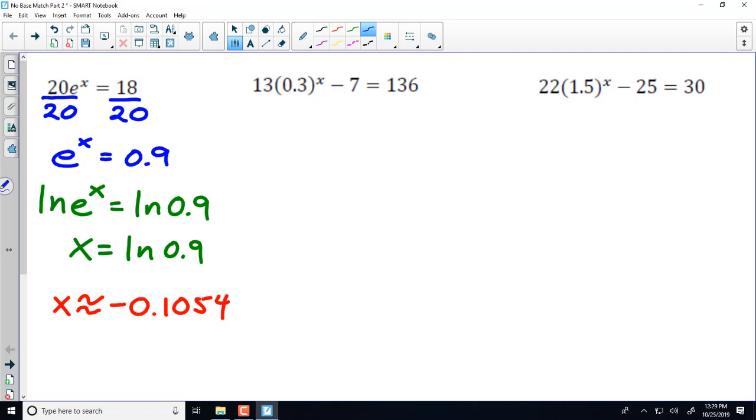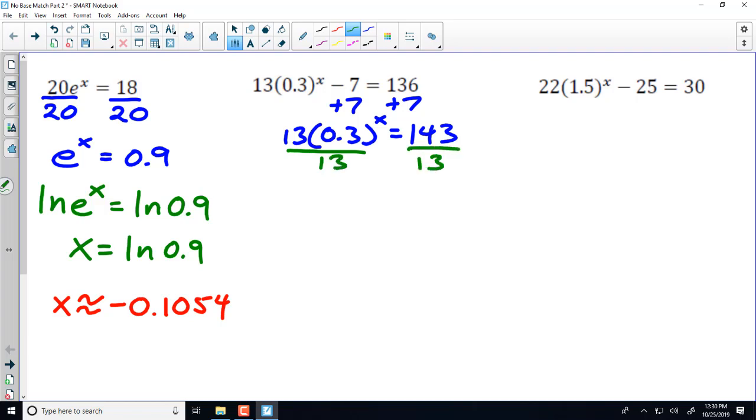Okay, next problem. We have quite a bit to do before we take a logarithm of both sides, so I'm going to start by adding 7 to both sides. And then, before I take the logarithm of both sides, I'm going to divide both sides by 13. Trying to isolate the base and the power. 143 divided by 13 is actually 11.